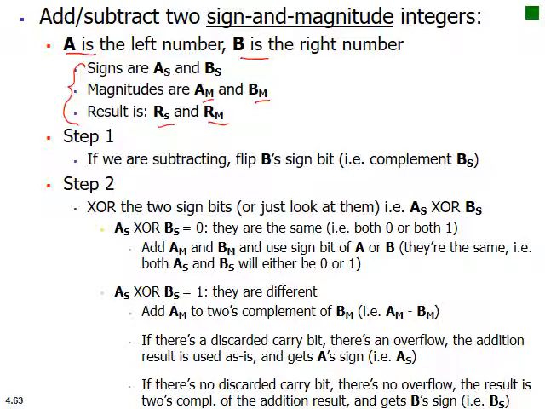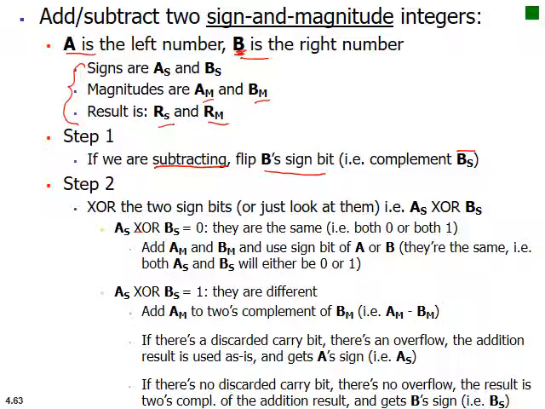Okay, so if we follow that algorithm, the first step, if we are subtracting, that's the special case, we first have to flip B's sign. In other words, we have to do a complement on BS. So the sign of B, if it was 1, it becomes 0. If it was 0, it becomes 1. Remember, B will have a sign, so it's that sign that changes when we're doing subtraction. Alright, and then we do the XOR.